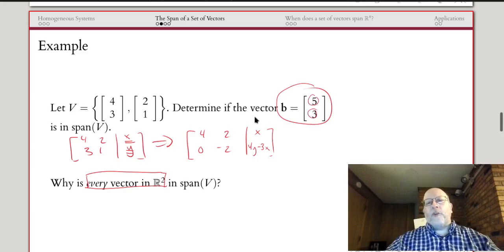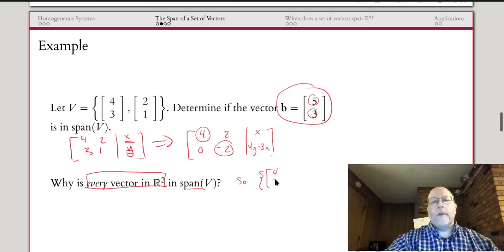We did this for 5, 3, but we could do this for any variable, or any set of variables, and we always get leading entries in the left side of the matrix and no leading entries in the right side of the matrix. And so there's nothing special about the 5 and the 3. Every single vector is going to be in span V. And so we have an example now of a set of vectors that spans R2. So 4, 3, and 2, 1 spans the set R2.